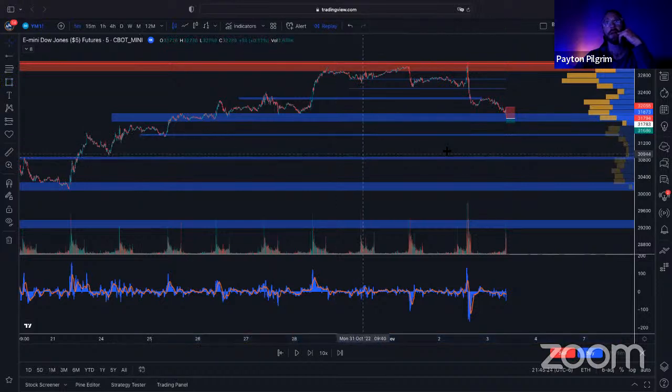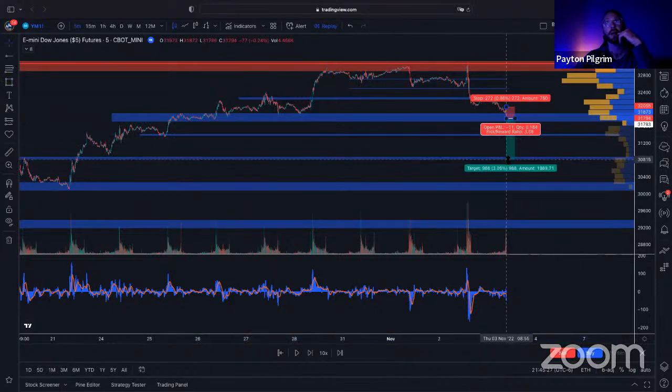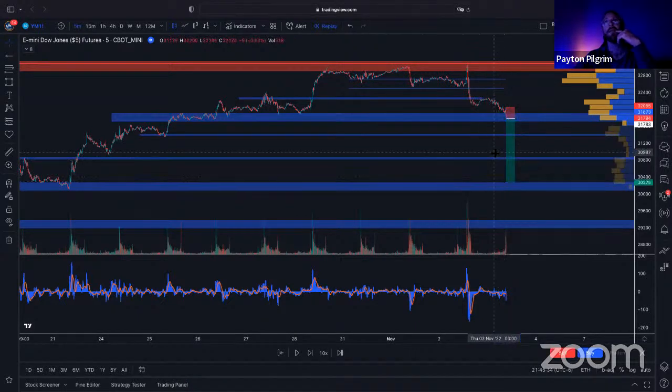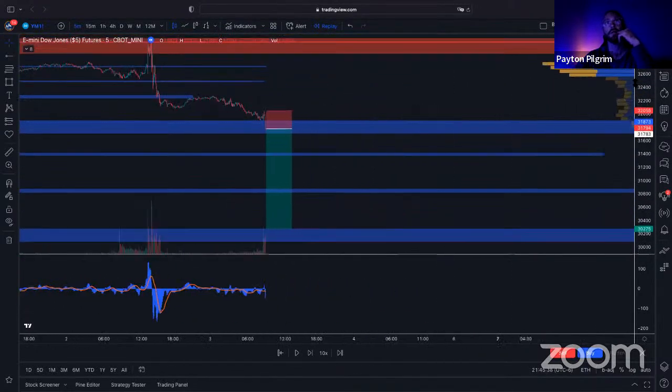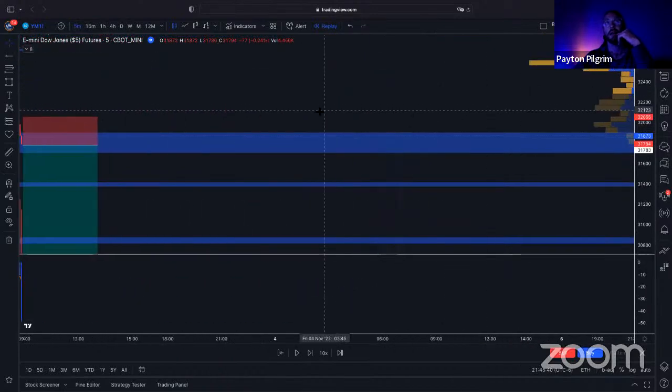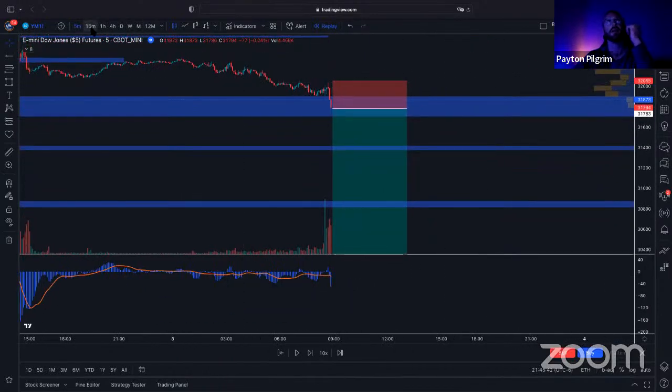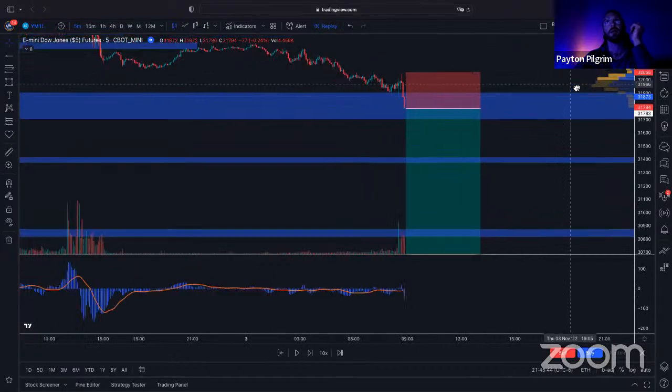And then it could slide, and it really could slide. So let's see. I don't love it because there's divergence. And I don't like trading against divergence, but let's see what happens.